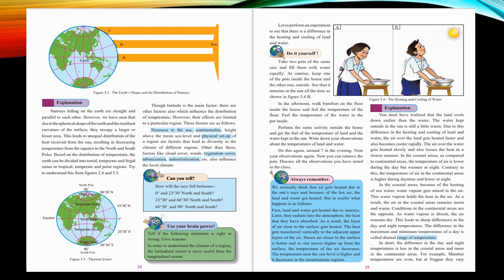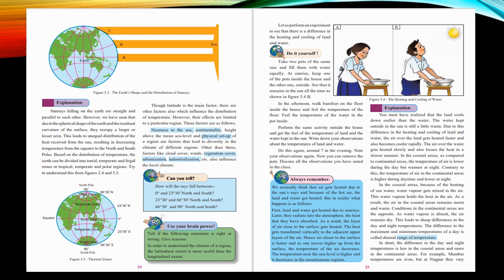Yes, you must have realized that the land cools down earlier than the water. The water kept outside in the sun is still a little warm. Due to this difference in the heating and cooling of land and water, the air over the land gets heated faster and also becomes cooler rapidly. Now we all know land becomes cooler faster as compared to the water.